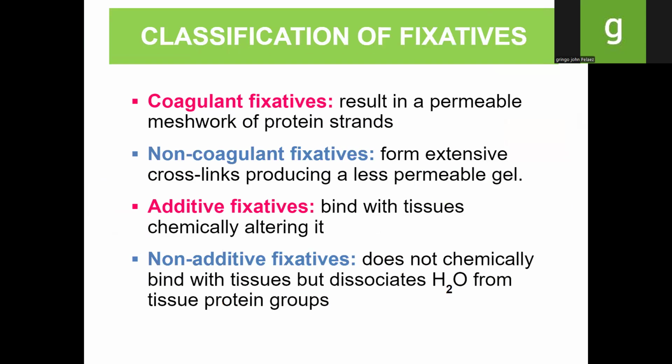So we have classification of your fixative. It could be coagulant, non-coagulant, additive, and non-additive. For coagulant, this would result to a permeable meshwork of protein strands. They coagulate. Non-coagulant fixatives form extensive cross-linking, producing a less permeable gel. For additive, basically this chemically binds to the structures in the tissue, cellular structures inside your tissue. While your non-additive, basically they do not bind. However, they dissociate water from tissue protein groups.